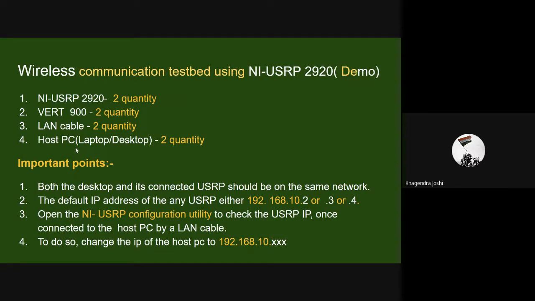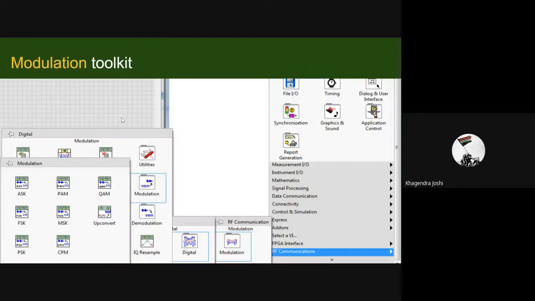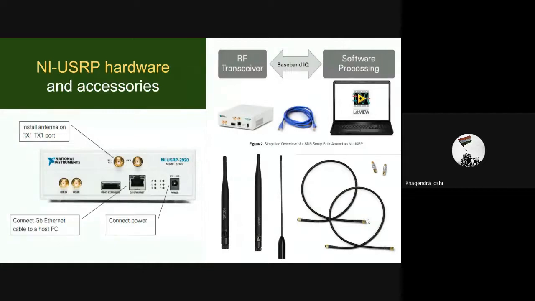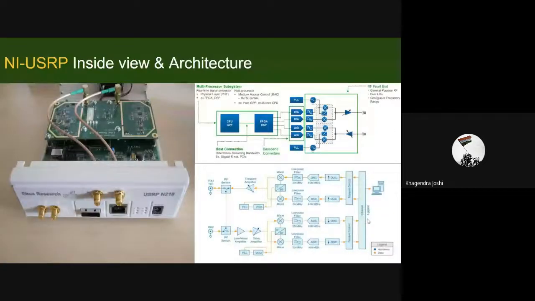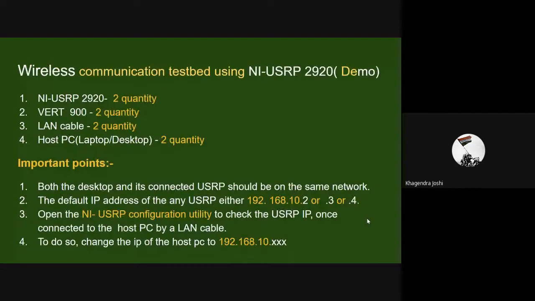So LAN cable, host PC, and USRP is common for wired or wireless. But when wireless, definitely antennas come into the picture, and when it is wired, SMA cables, each type of cable is used for wired, right? Then these are some important points which have already been mentioned in the video, that desktop and USRP need to be in the same network.